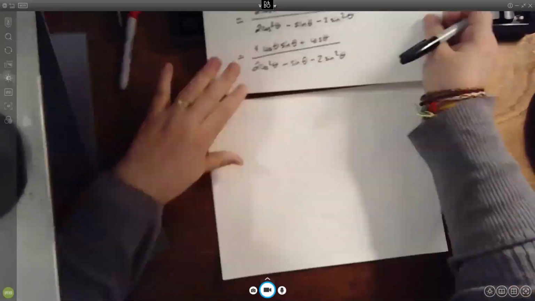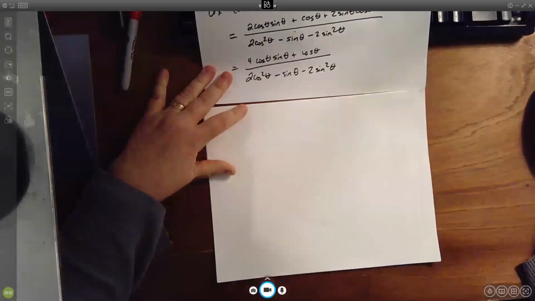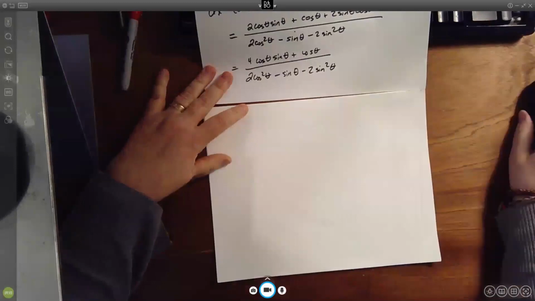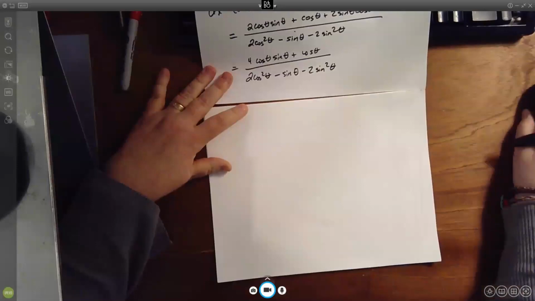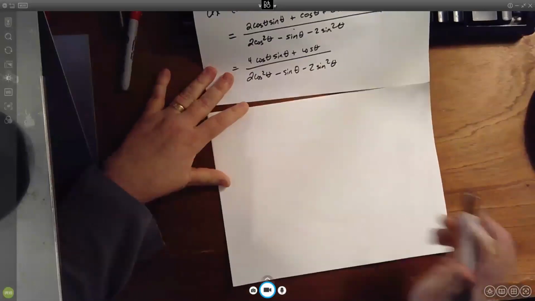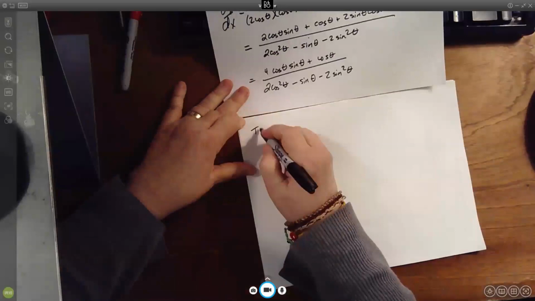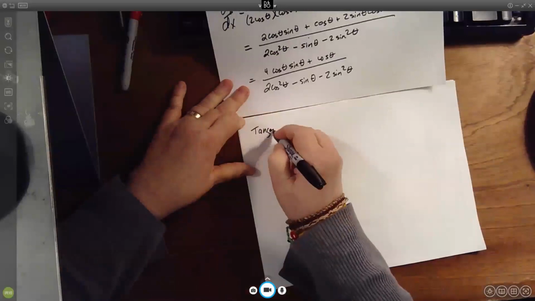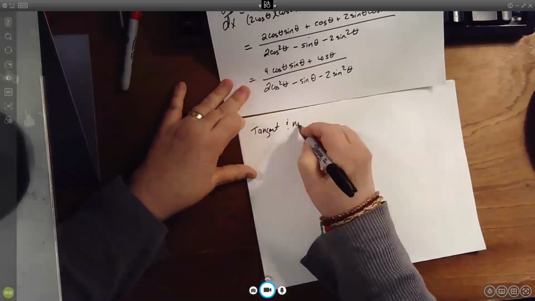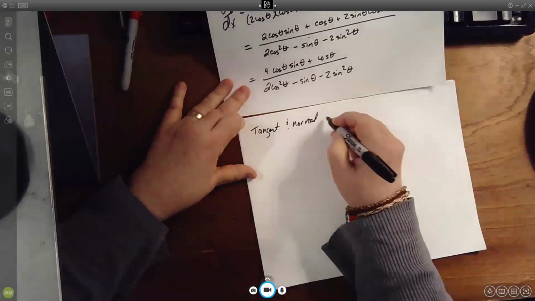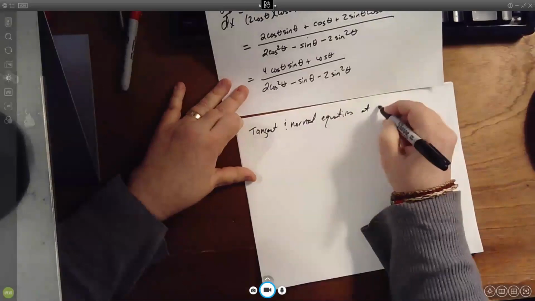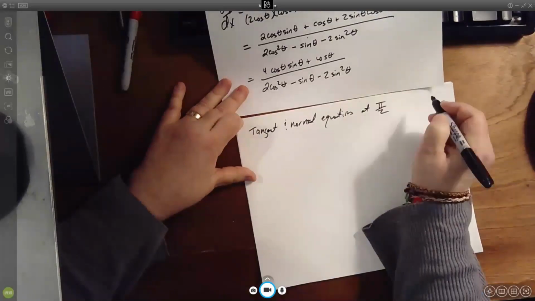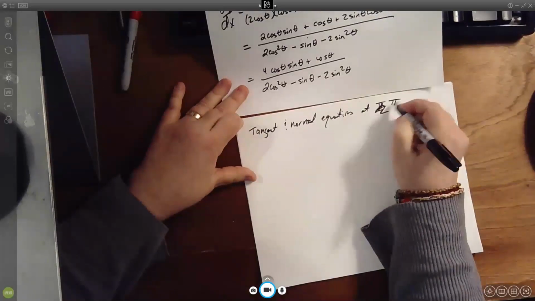What can we do with it? What can we do with that, you ask me? Well, I will tell you. The first thing we're going to do is the standard: let's find a tangent at a certain point. So let's find the tangent and normal equations at pi over 2. Not pi over 2, pi over 4.